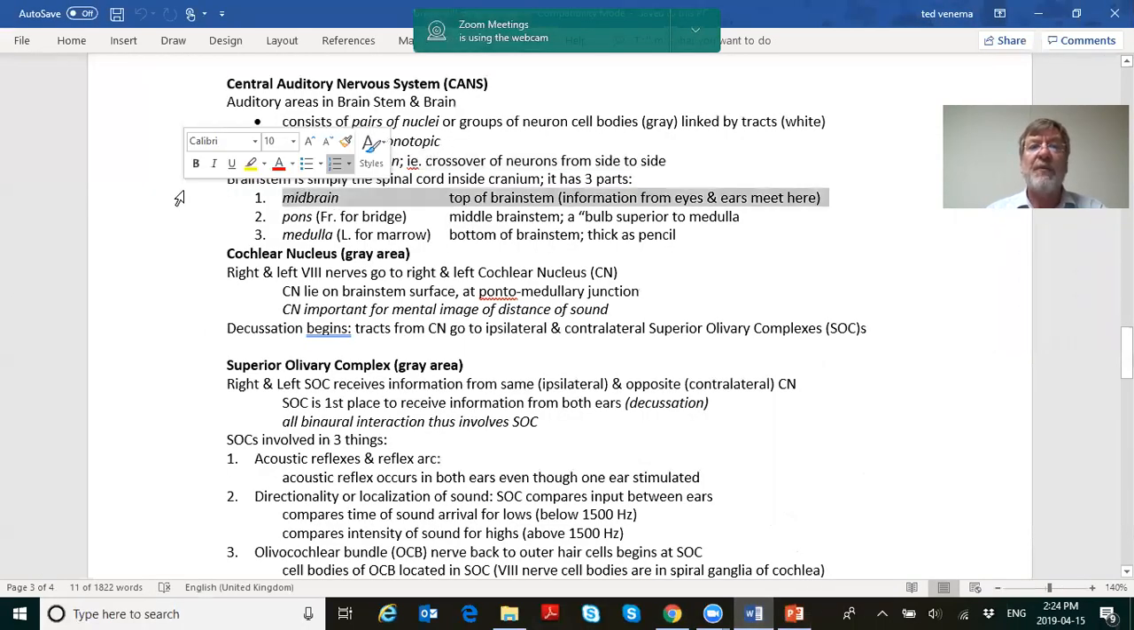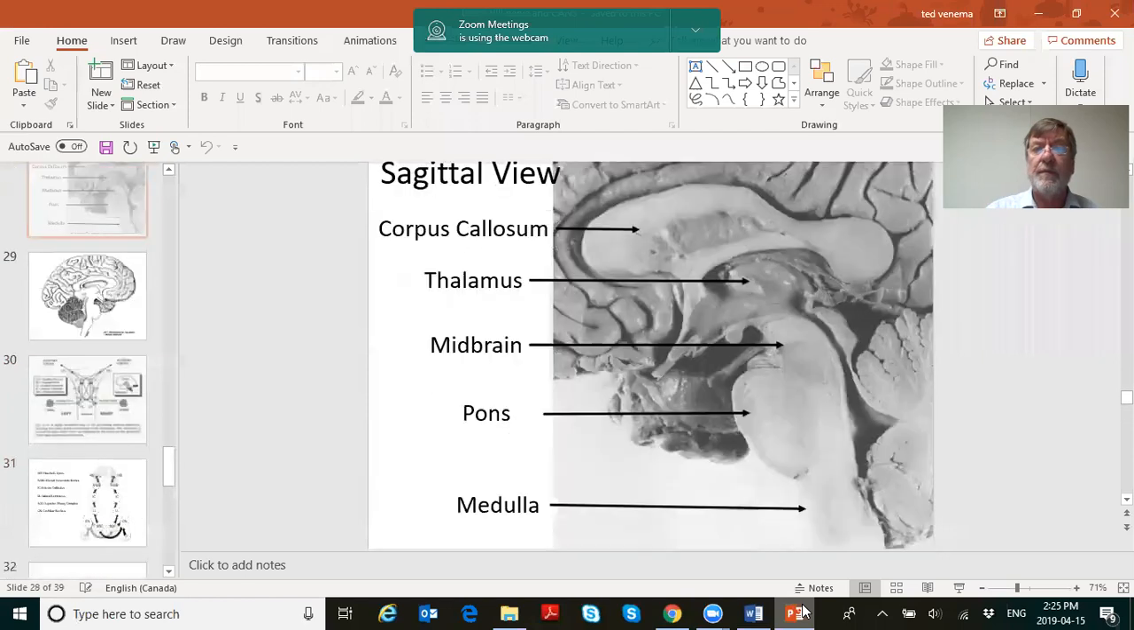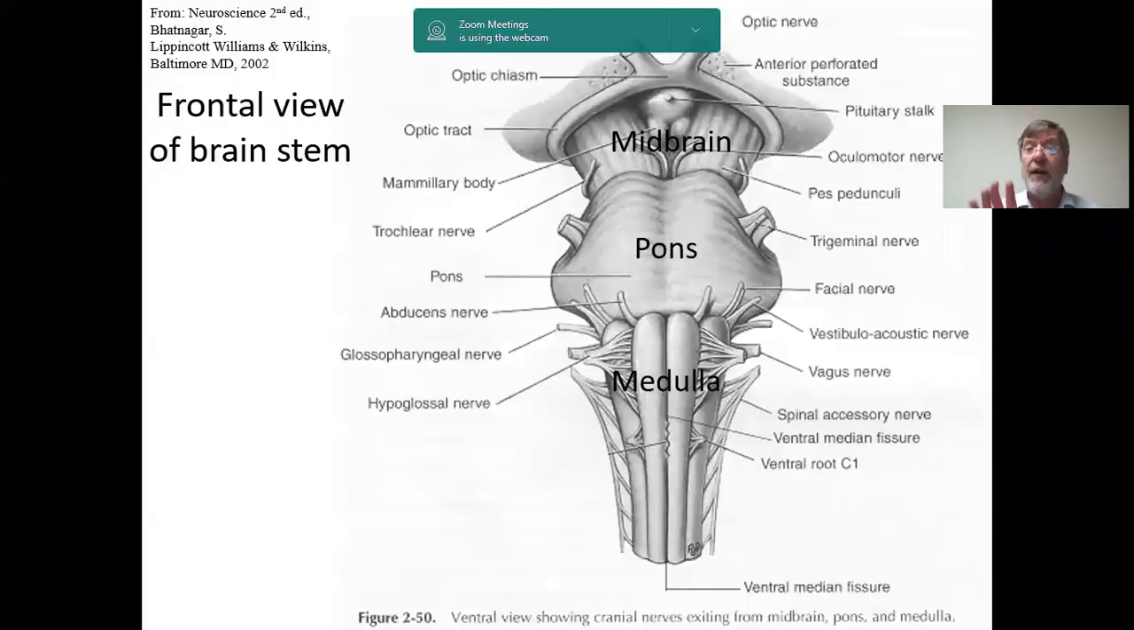The brainstem is simply the spinal cord inside the cranium, and it has 3 parts. Midbrain is the top, pons is the middle, medulla is the bottom. Let's look at that and make sure we have that down. This is the front of the brainstem, like facing you. And remember, this whole thing is a little over an inch long. It's the spinal cord inside your skull. The bottom part is called the medulla. The middle part is called the pons. The top part is called the midbrain.